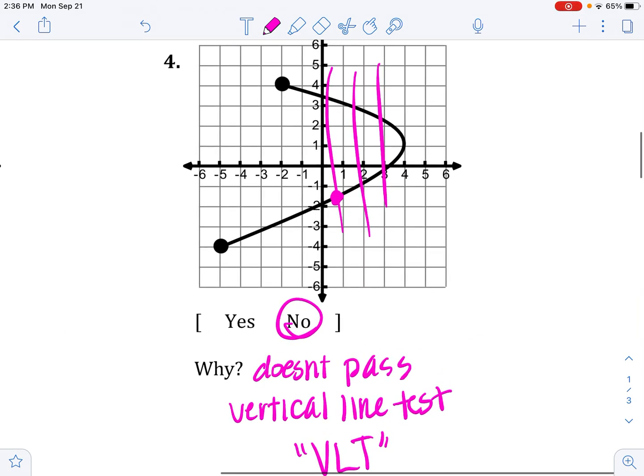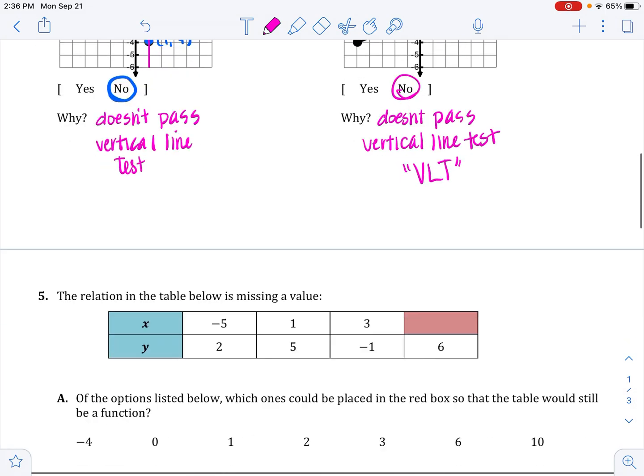Okay? You could have also given a specific example. You could have said the input of 1 gives 2 different outputs, or the input of 2 gives 2 different outputs, or the input of 3 gives 2 different outputs. You can say that. That's absolutely fine.